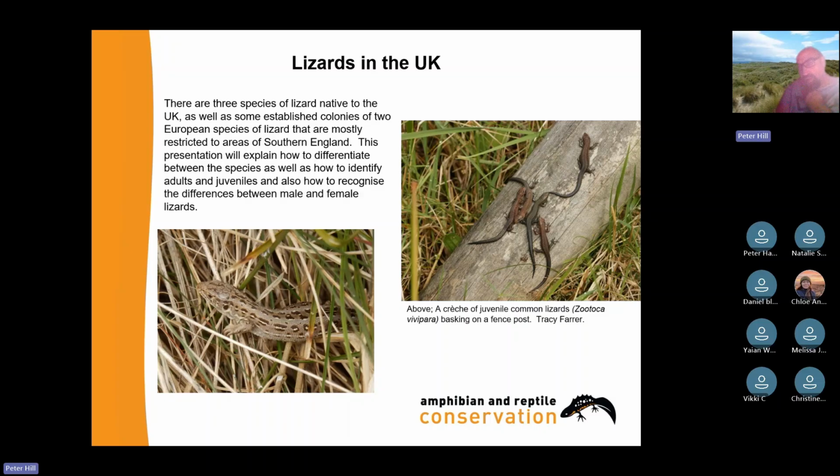So you've got a creche of recently deposited juvenile common lizards on the right, and on the bottom left, it's a female sand lizard basking on some dunes. They're probably in a sand dune situation. So you can see the guy who took the picture, Dave Pennington, NMARG, which is North Merseyside Amphibian and Reptile Group. So he photographed that animal up on the Sefton coast somewhere.